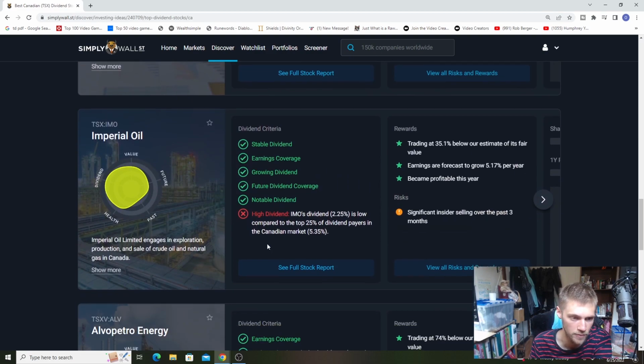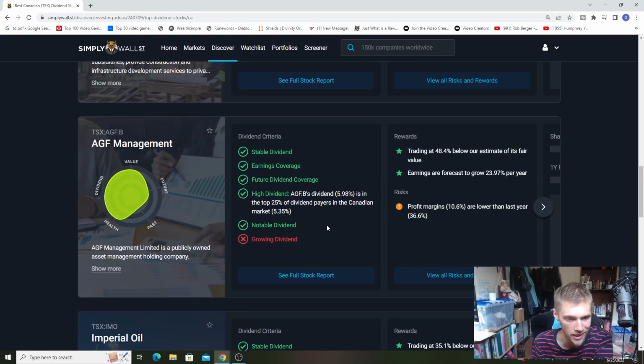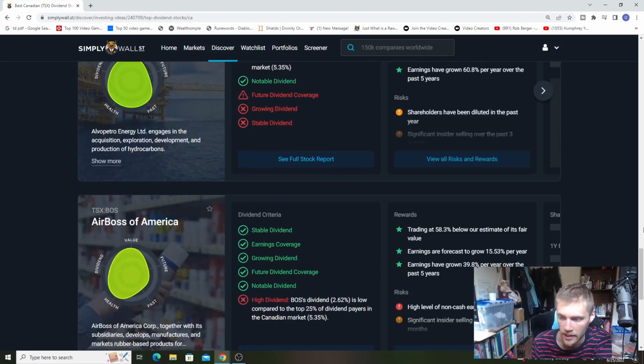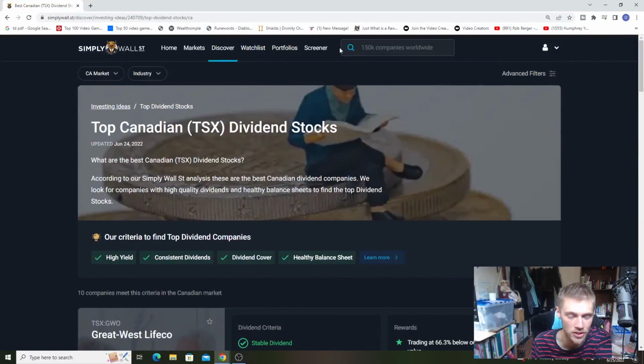So, if you want to look up Imperial Oil here, we can see that it's got a stable dividend. It's got good earnings coverage, growing dividend, future dividend coverage, notable dividend. But they are saying that it does have a high dividend and some other risks here. So once again, I do like what they're doing here, and you could look at some different stocks if you want to take a peek and see some different recommendations that they give you guys.